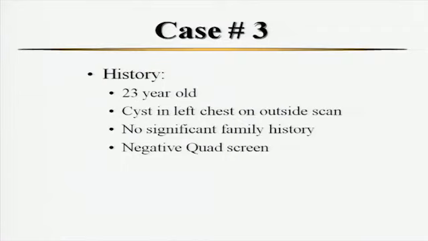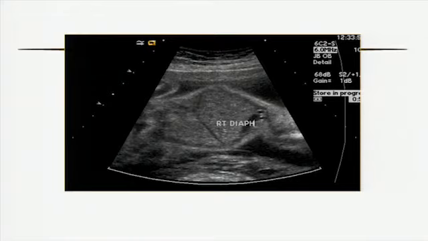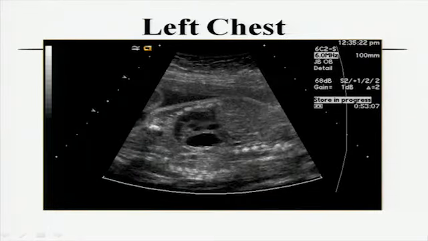Okay, case 3, looking at a 23-year-old. She was referred to us for a cyst in the left chest, no significant family history, and a negative quad screen. So looking at a sagittal view here, we're looking at the right diaphragm, looking at the liver and up into the right chest. And then looking over at the left chest, we see heart here, spine posteriorly.